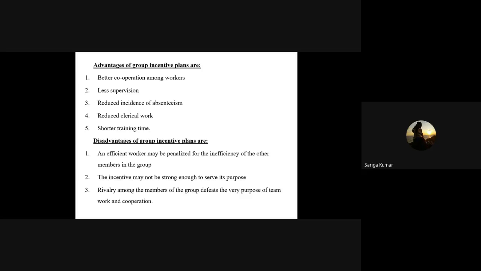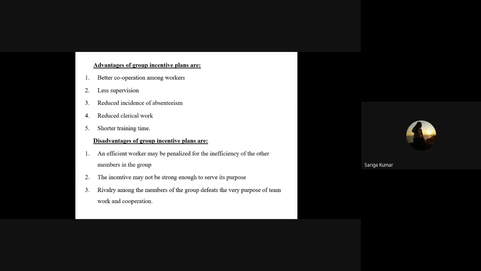Clerical work will also be reduced, because everyone will be so motivated in the group that, to earn the incentives, they won't wait for somebody else. They will take care of all the small activities, which are very minor but still require certain costs from the organization; that will also be reduced. And there is shorter training time, because the composition of the group always includes highly skilled, semi-skilled and unskilled people, where everybody helps and guides the others. So sometimes little training is enough for group-type work.